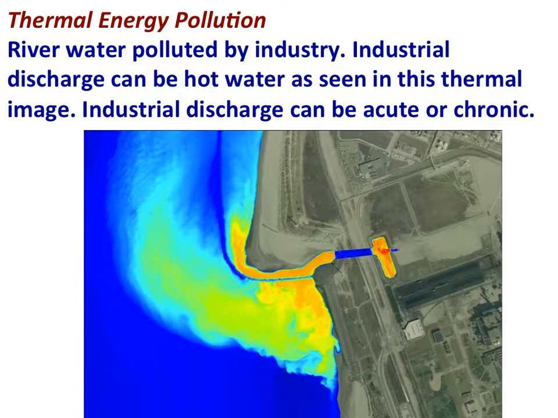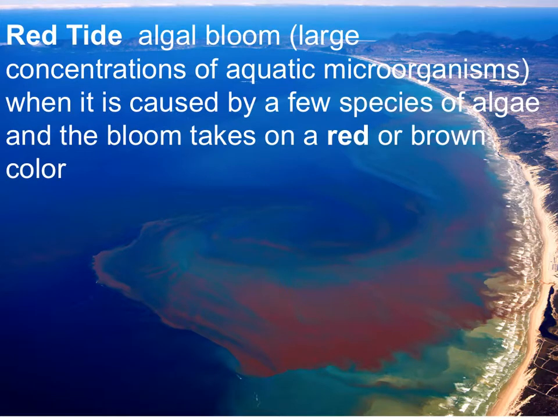Pollutants may be in the form of thermal energy. In this thermal image, we can see hot water being emptied into a river. The red tide seen in this image is an algal bloom, a large concentration of aquatic microorganisms, phytoplankton. The algae produce toxins that pollute the water, killing shellfish. The red tide and its toxins are pollutants known as biological agents.